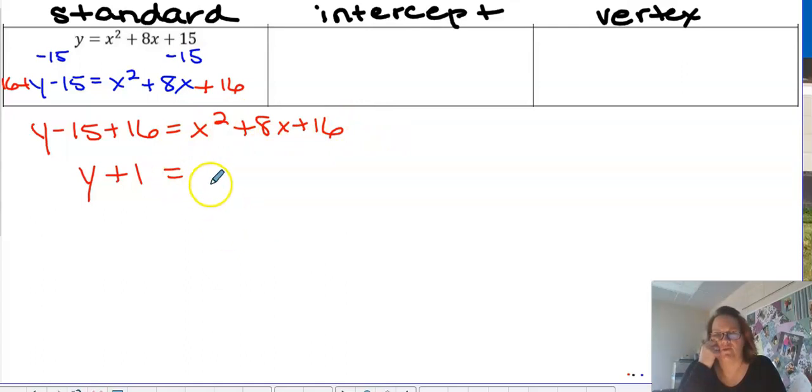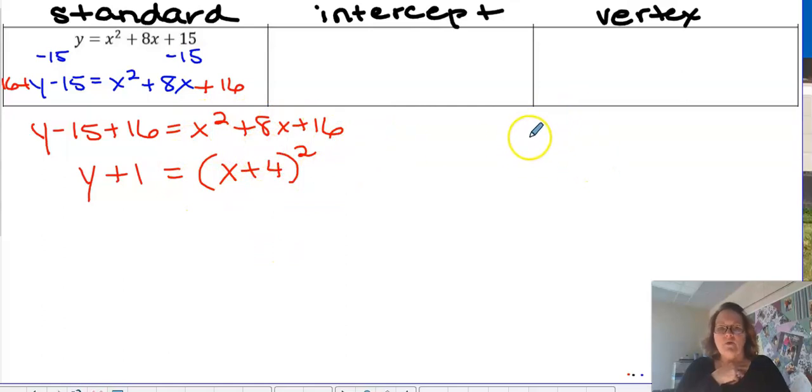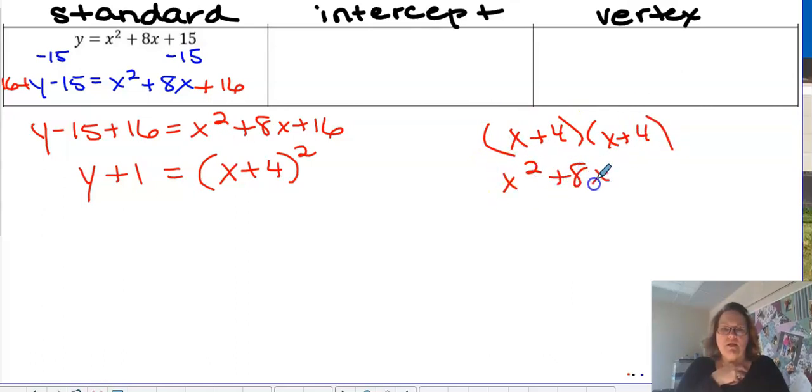And the way I factor it is, again, I cut the middle term in half, and that is what goes in the parentheses. And then I put a squared on the outside of the parentheses. So this trinomial right here equals x plus 4 quantity squared. So if I were to multiply out x plus 4 times x plus 4, I would get x squared plus 8x plus 16. So I've just factored this.